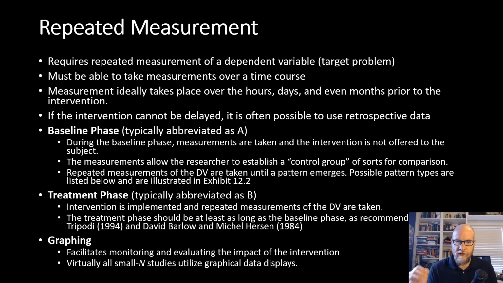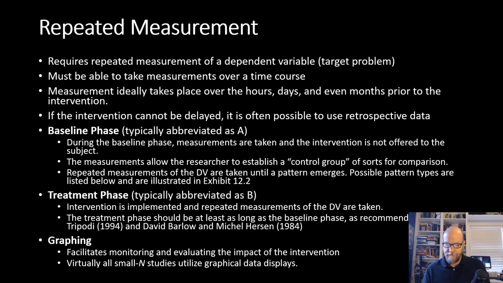You'll frequently see this baseline phase referred to as the A phase, because the way we describe these designs, we're going to get into this nomenclature of ABA or ABABA or ABCA or whatever. But the idea is that we often utilize letters to delineate the phases of the study. So the baseline phase, very classically referred to as the A phase.